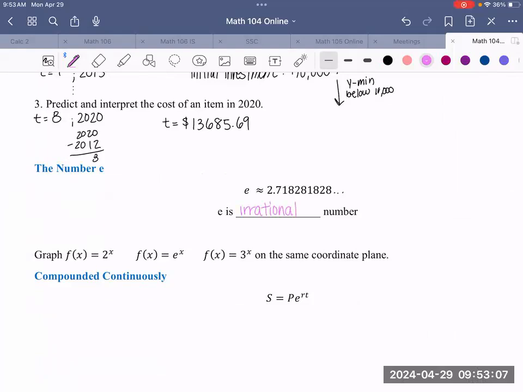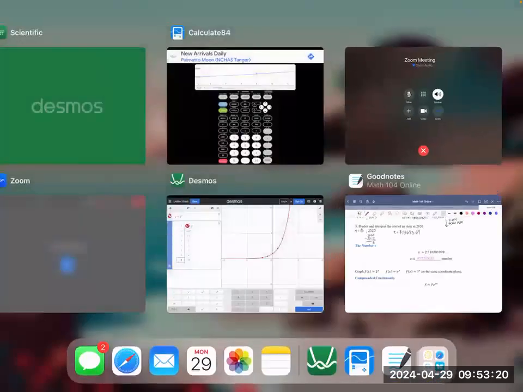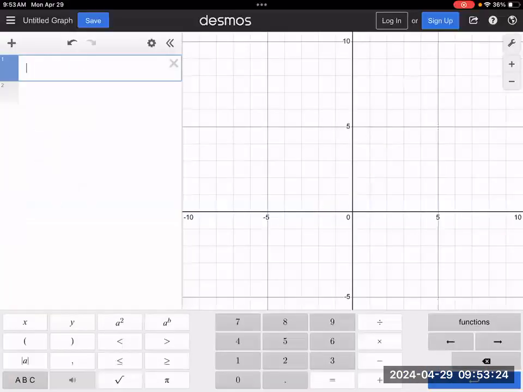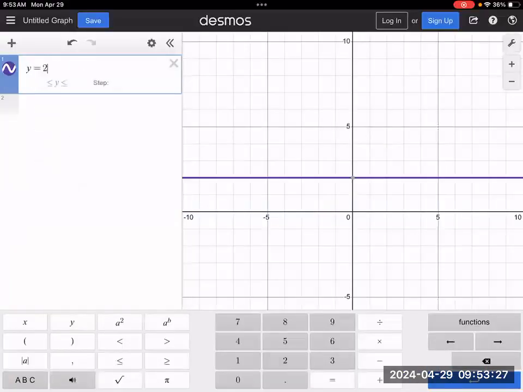So the graph f of x is equal to 2 to the x, or sorry, it says graph f of x is equal to 2 to the x, f of x is equal to e to the x, and f of x is equal to 3 to the x on the same coordinate plane. So we're going to get rid of these.